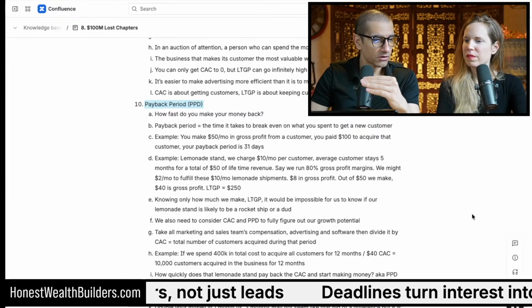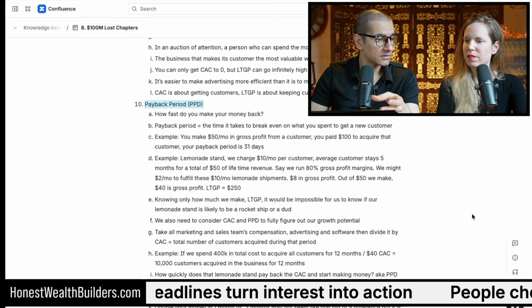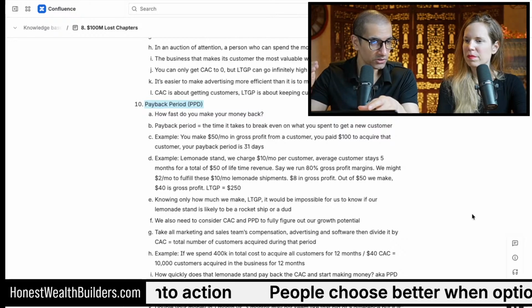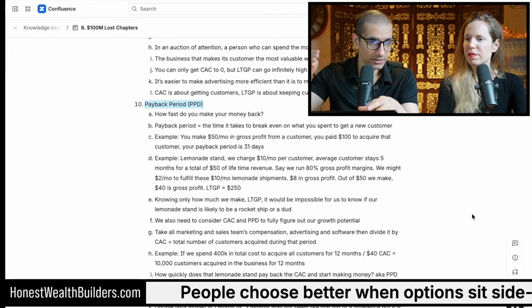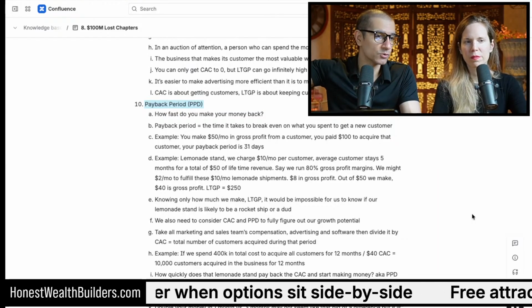The LTGP... the CAC cannot go below 0, right? You're getting free leads, but the CAC is like 0 at best. But LTGP, on the other hand, you can have one customer buy like 400 properties, right? So LTGP can just keep going up and up and up.